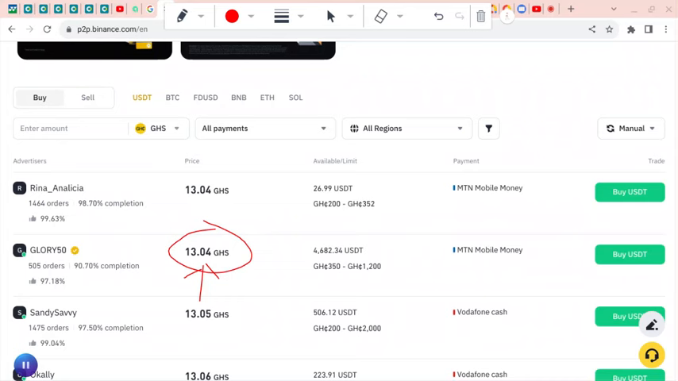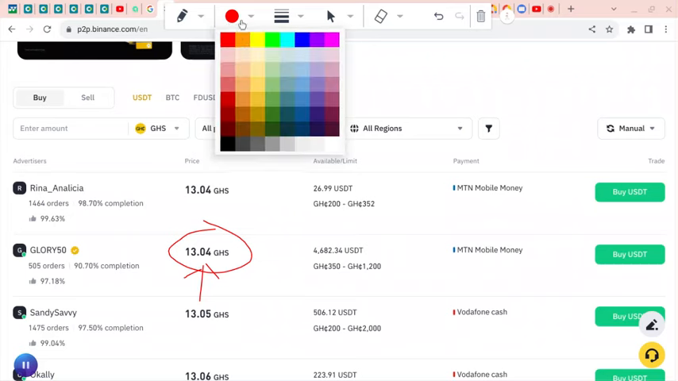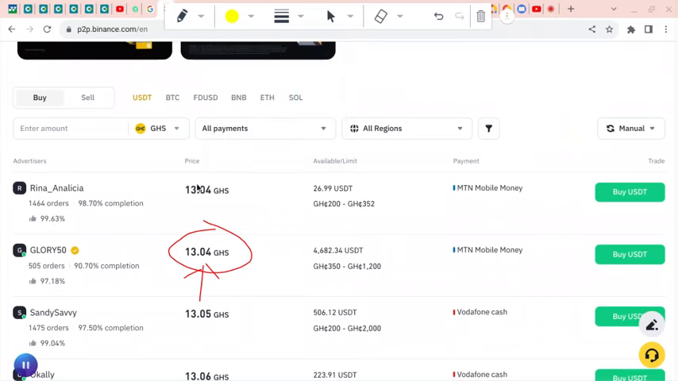It's the wrong time, bro. A strong time, because if you buy the USDT at this rate, before you can make profit, unless this one shoots top, I hope you get it.